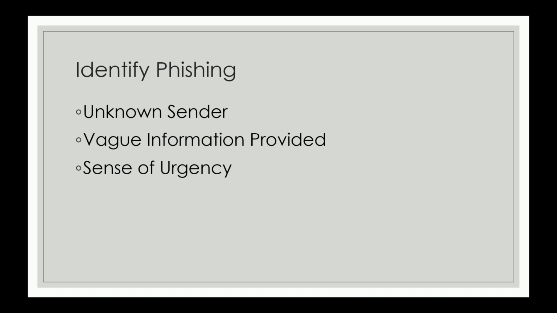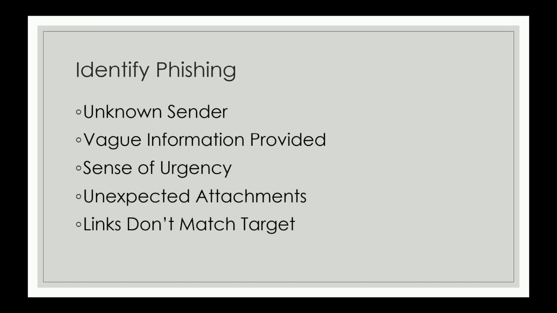Oftentimes, these messages will have some sort of a sense of urgency. They'll use language in the message that makes you want to click on a link or open an attachment without really thinking about what you're doing. In other words, a sense of urgency inside of a message is not a good thing. An unexpected attachment to a message may indicate that that message is phishing. Likewise, watch out for links that don't match the target. If you think that the message is going to take you to your bank site, but you hover your pointer over the link and it says you're going somewhere else, that's definitely a phishing email.